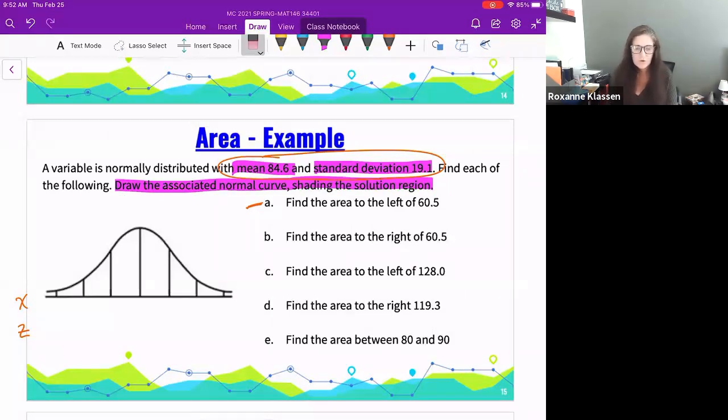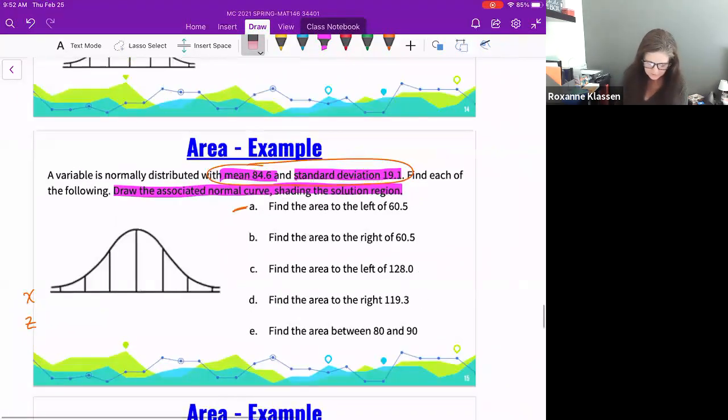Perfect. So someone who's a little unsure, pick either the X values or the Z scores to label all of these lines, and then just read them all to me from left to right.